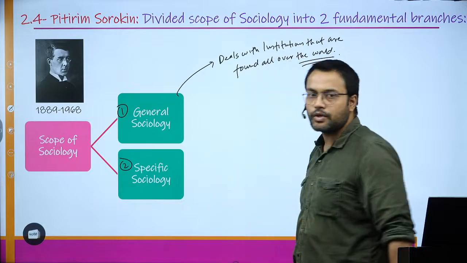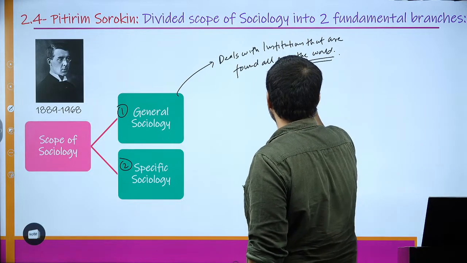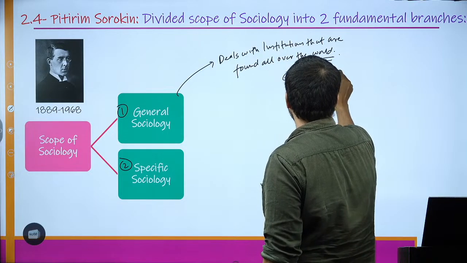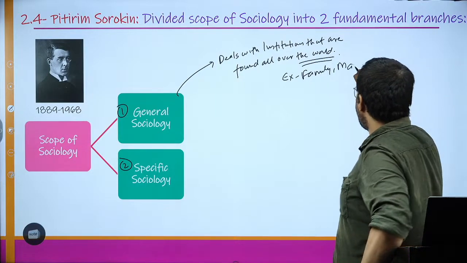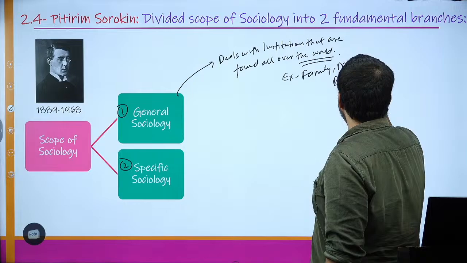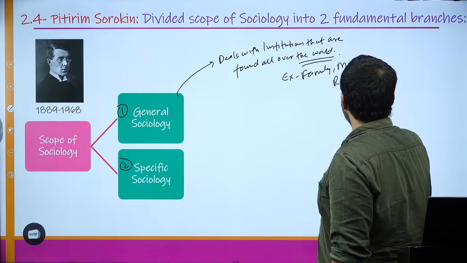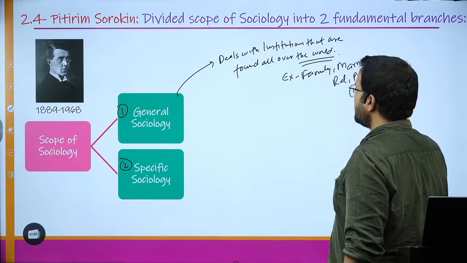Institutions that are found all over the world. For example, family is everywhere. Some form or other of family you will always find everywhere. Marriage, religion, some form of political institutions, some form of economic institutions. These institutions you will find everywhere.